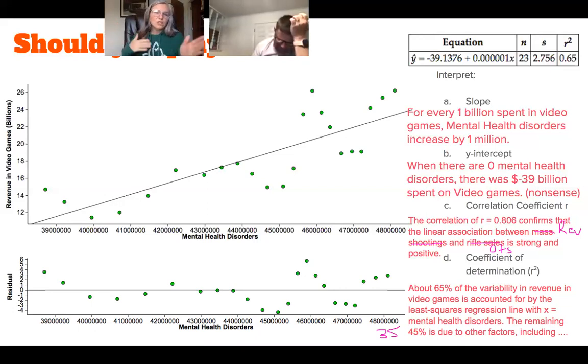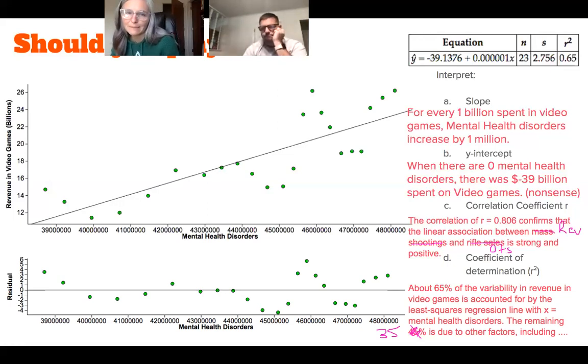So then you would just list some factors about why you think there's correlation, or why you think this could be happening. Okay, so that's all you, however you feel.